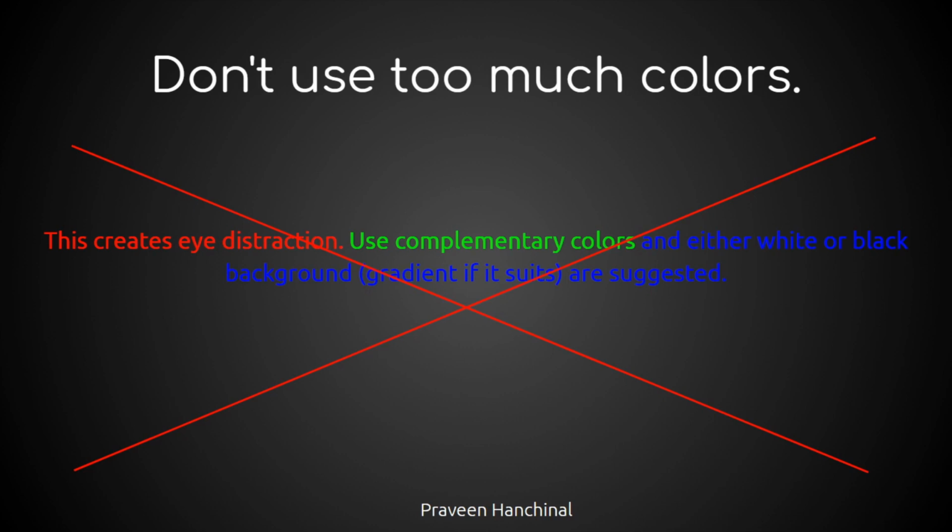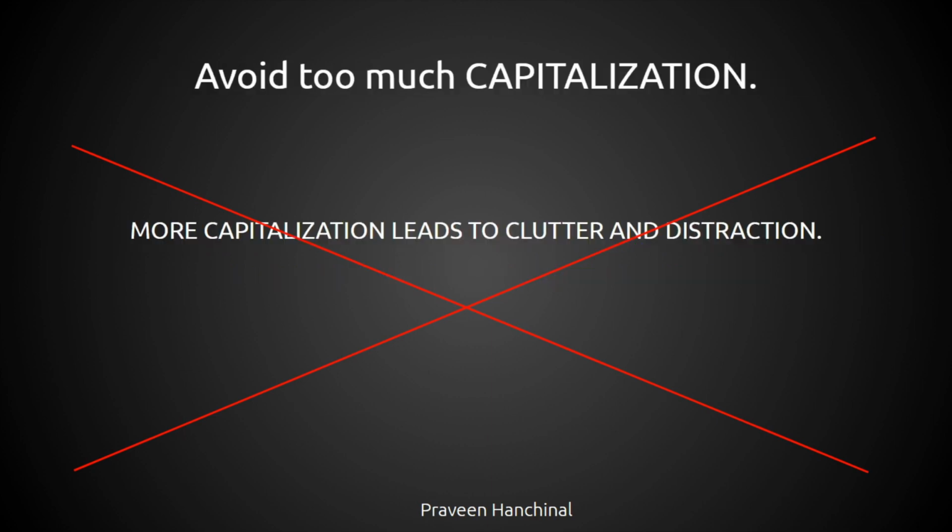Do not use too many colors. Too many colors create an eye distraction. You can use complementary colors. For example, I use white text on a dark gradient background. So this will create a complementary and soothing effect for the audience's eyes. The next thing is avoid too much capitalization. Capitalization leads to clutter and distraction. It will create more of a bossy effect rather than a simple cool effect.